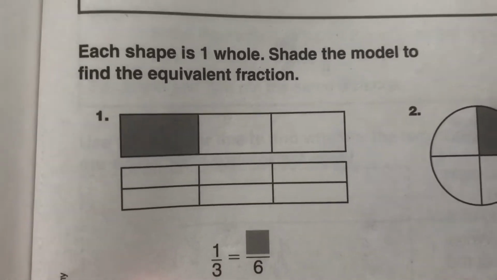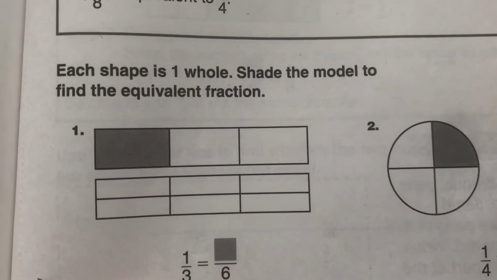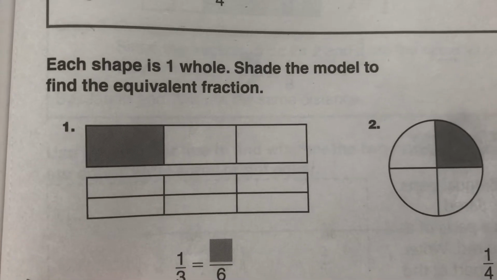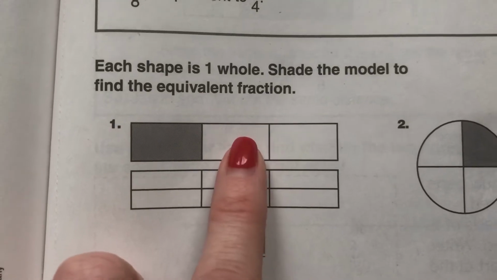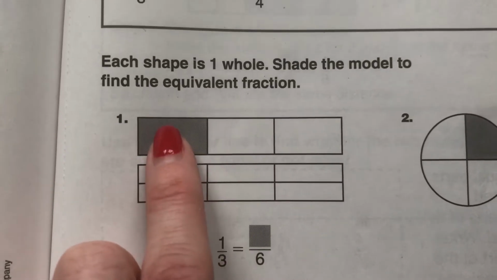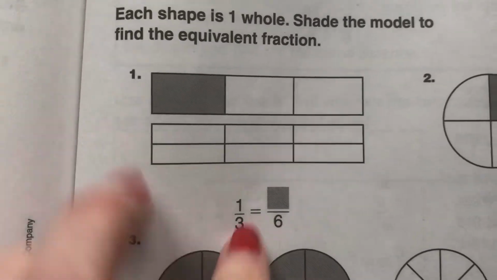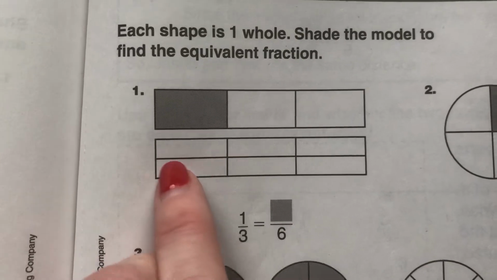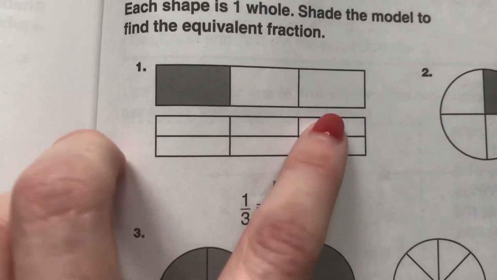Let's take a look at number 1. Each shape is one whole. Shade the model to find the equivalent fraction. Let's look at number 1. We have 1, 2, 3 parts. I shaded in one of them, or the book did. So that's 1/3. Now, what they did is they took the same fraction strip, but they drew a line in the middle of it to make 1, 2, 3, 4, 5, 6.